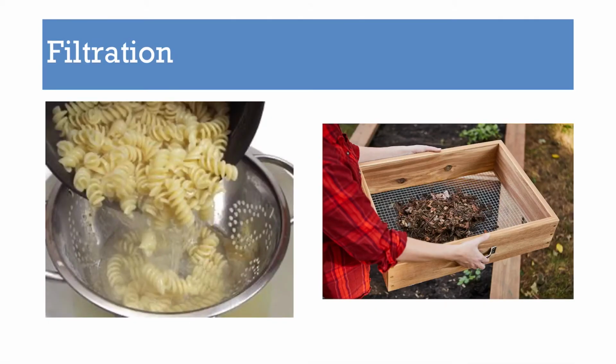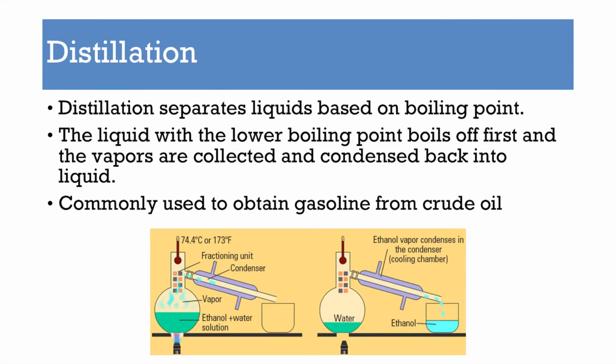Like if you've ever made pasta, that's how that works. You pour your pasta through a colander, the water passes through the holes, the pasta is too big to fit through the little holes, so it stays on top. And the same thing here, if you're sifting through different mulch or leaves and stuff, all the smaller things, smaller pebbles will fall through the holes and the bigger things will stay behind. So distillation is the separation technique that separates liquids based on boiling point.